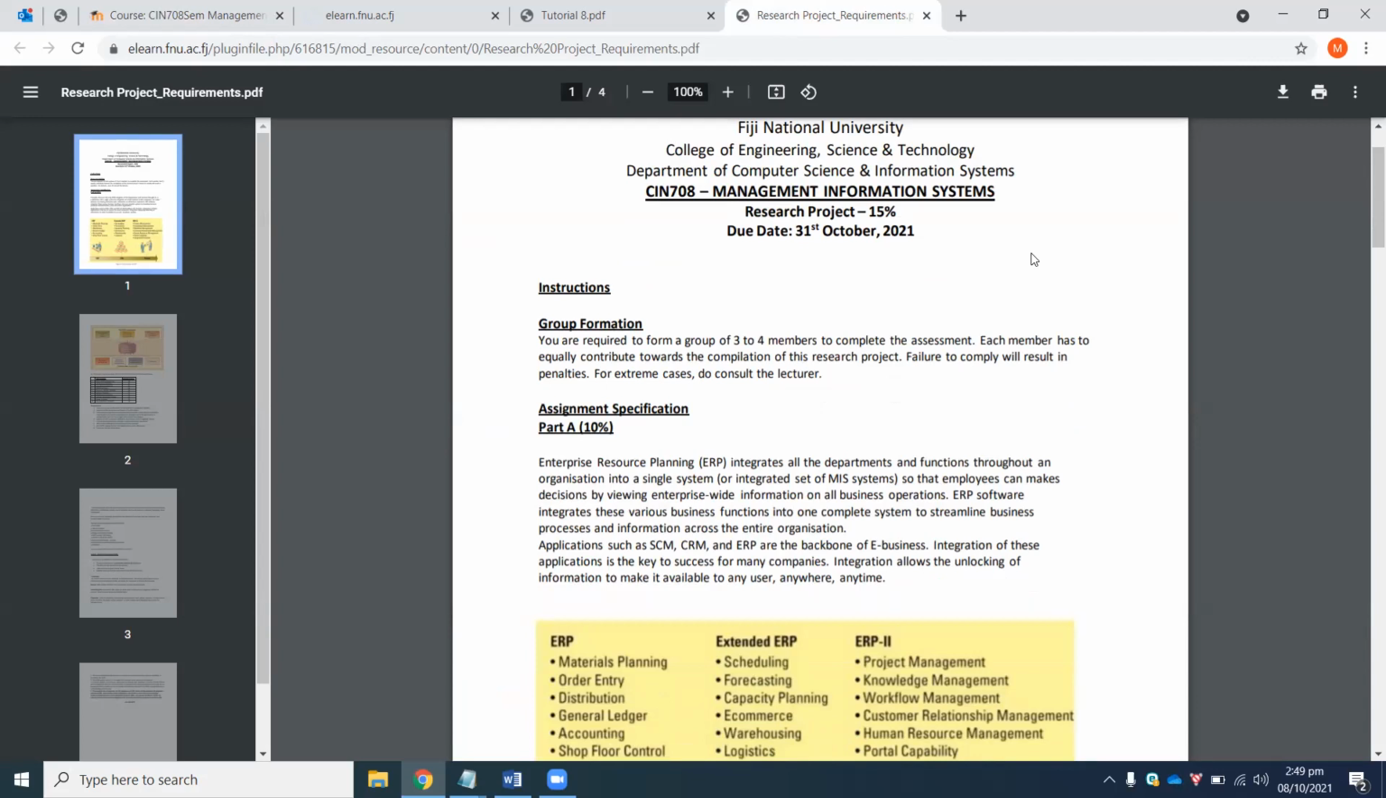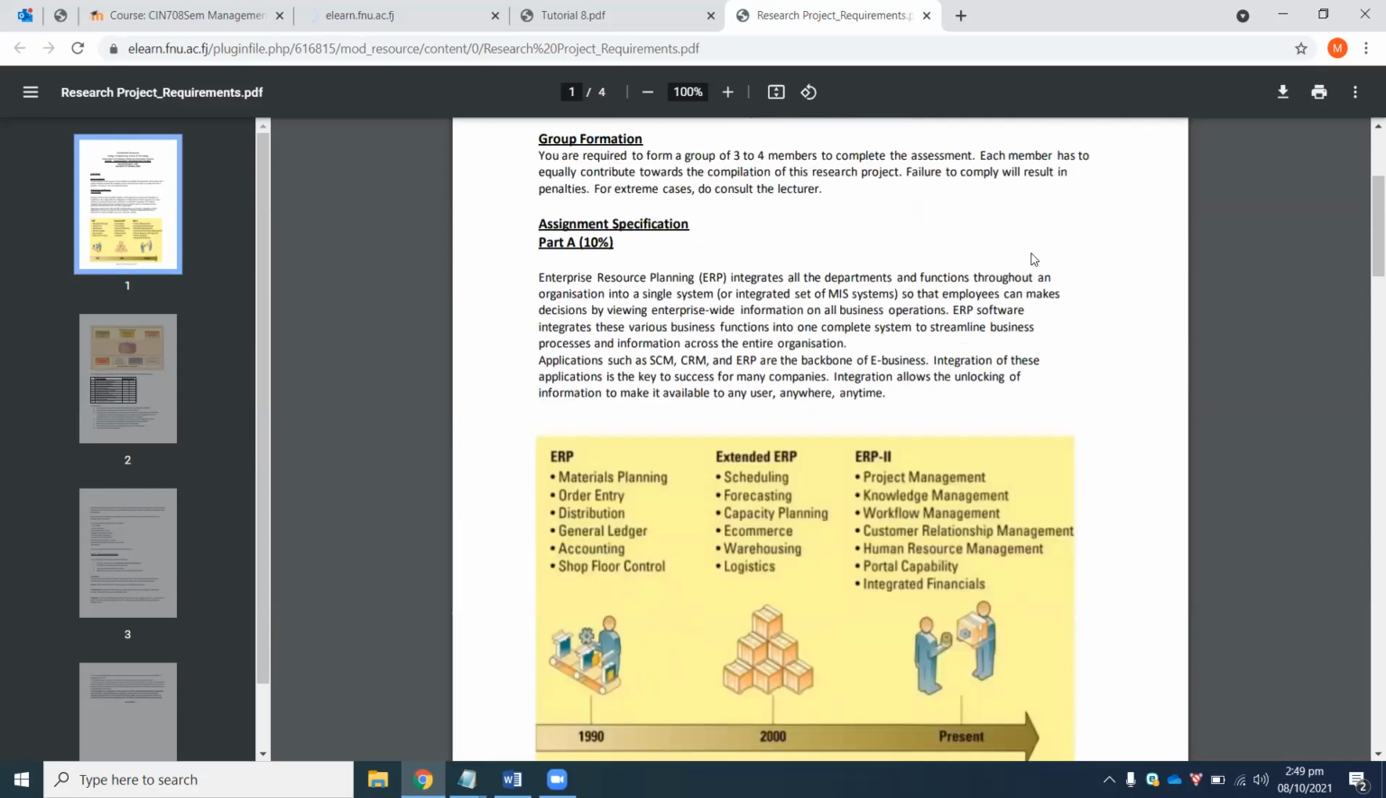Sometimes you have group members who do not contribute and they are lazing around. In that case, if any of the group members complain, the entire group or that member would be segregated from the group, or marked reductions will incur. Now, part A carries 10%.